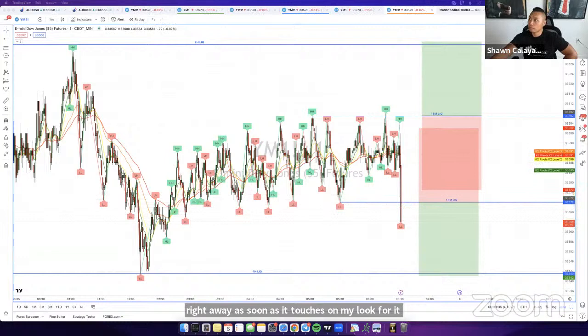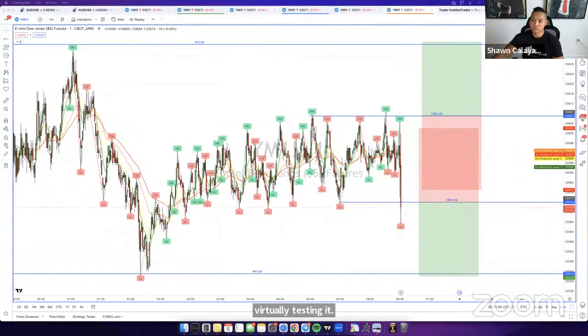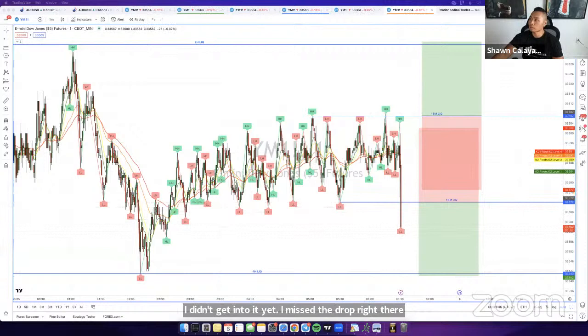I mean, I could get in right here for 100 pips real quick. Let me see. Look for it to retest it. I didn't get into it yet. I missed the drop right there. Watching as it comes back down. Where is it at?